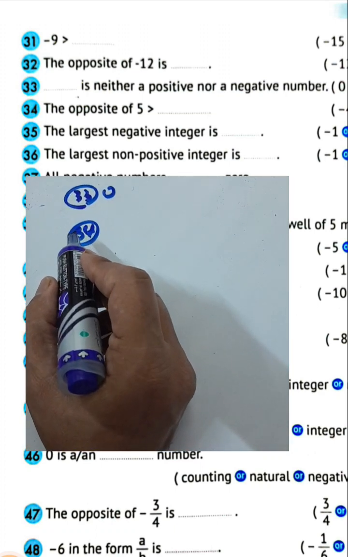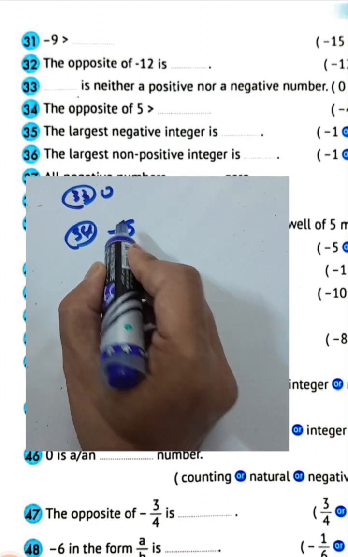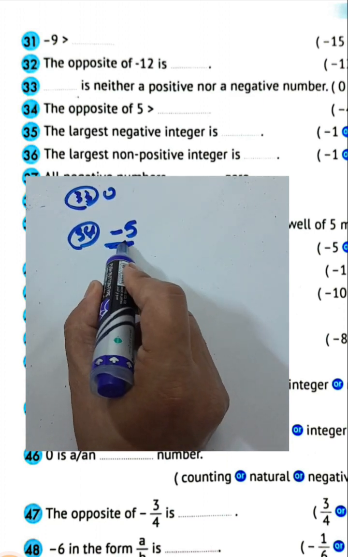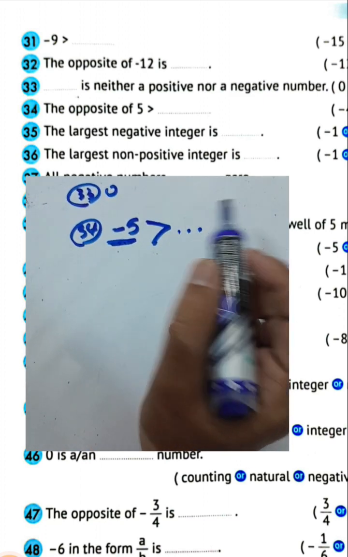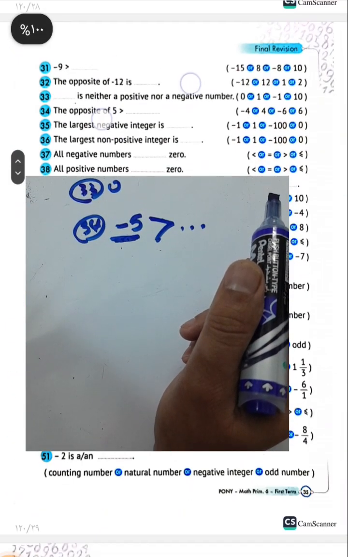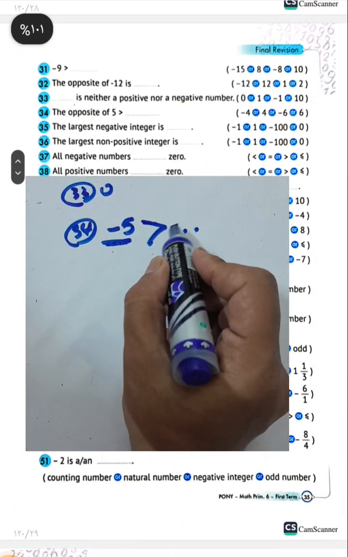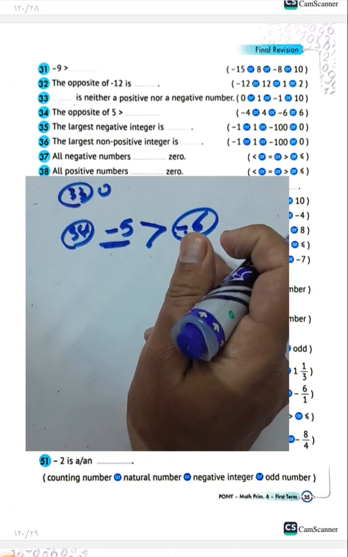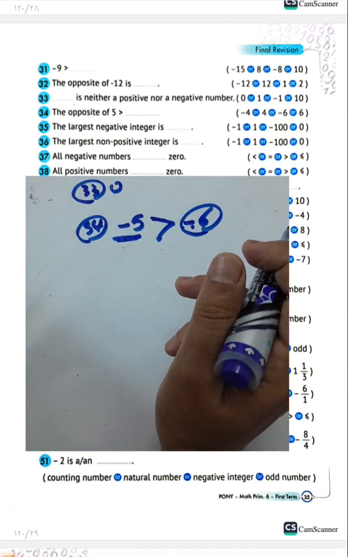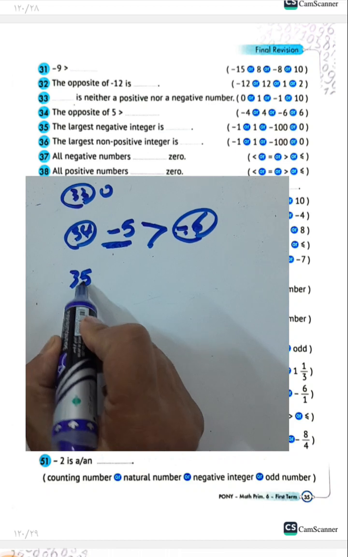Question 34: the opposite of 5 will be negative 5. Negative 5 is greater than what? Here, greater than negative 6, right? Choose negative 6.